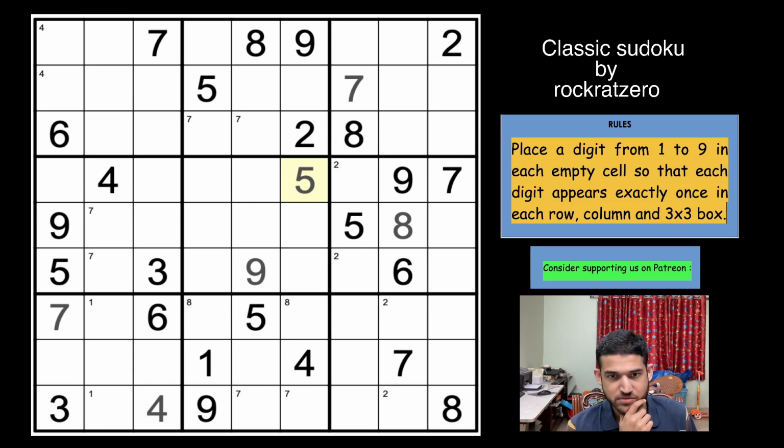Should we mark some center candidates in? I'm seeing that the 6 can be placed in box 4. 6 is not in any of these areas, so 6 goes here. That puts a 7 here, which means 6 in row 4 is going into these two cells. Okay, let's start putting some centers. Before that, 8 in box 4 goes in these two cells, and that gives me 8 in row 6 into these two cells.